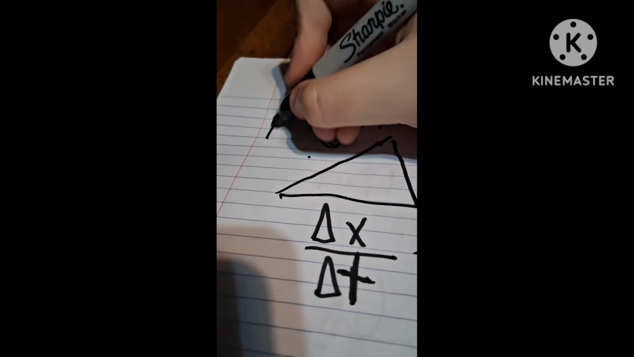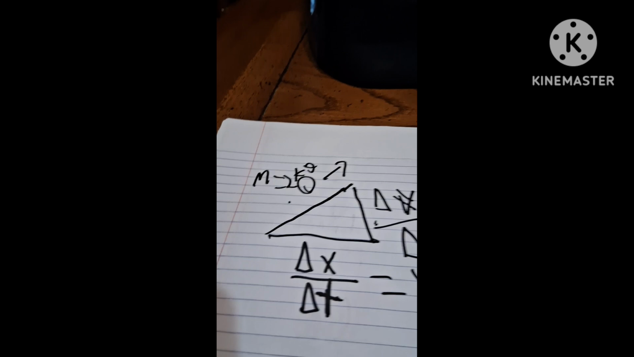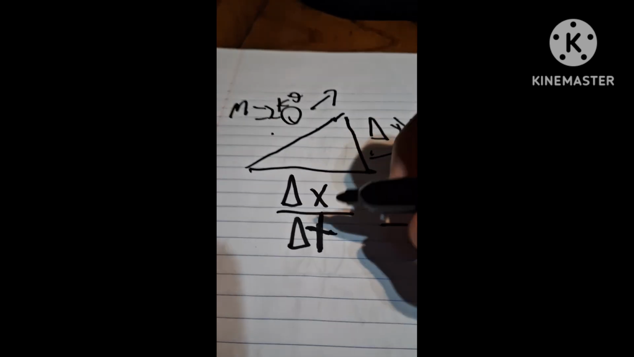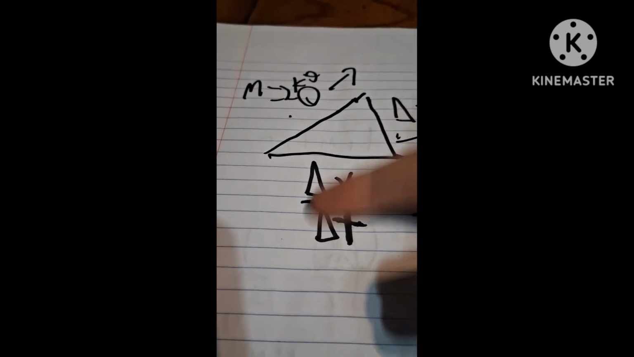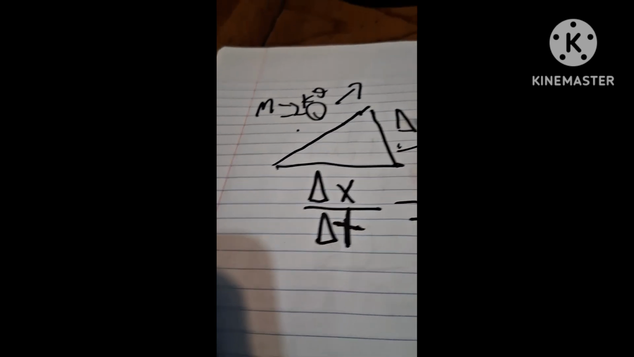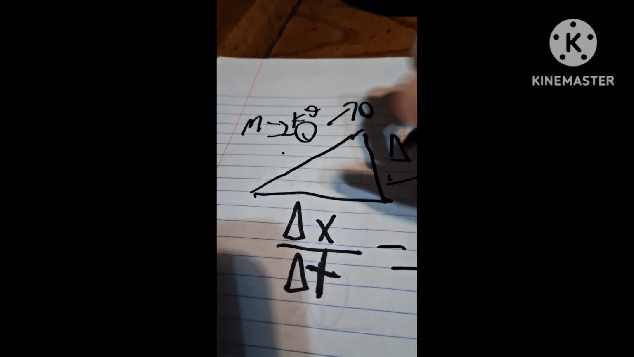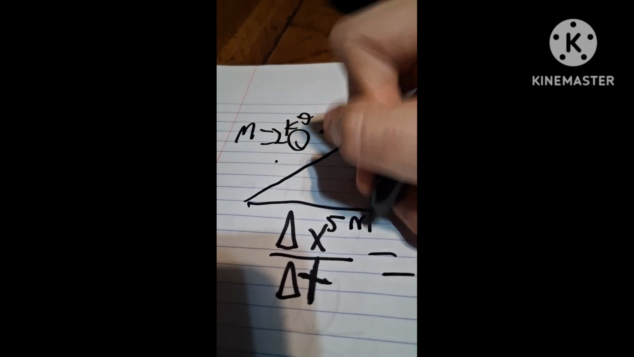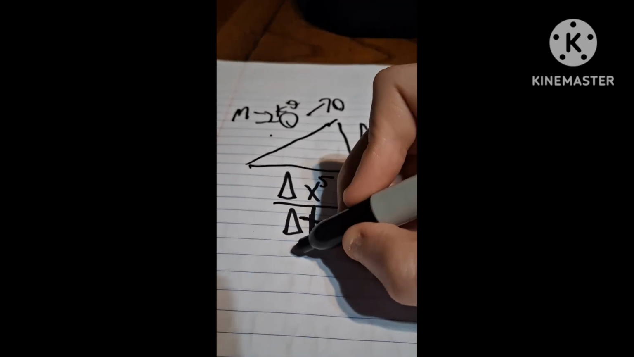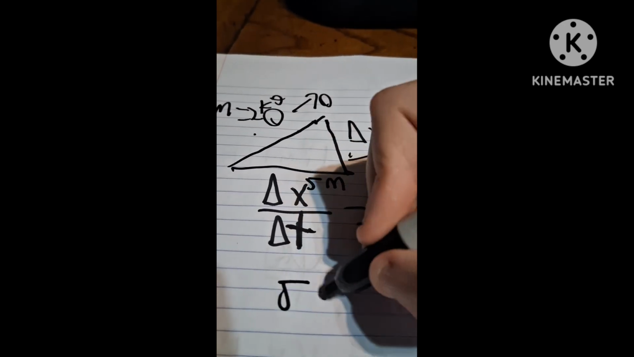Now its mass is equal to 2 kilograms. This is also including lots of momentum problems. Let's say that its change in x, right when it hits this object, this change in x part right here is 5 meters. And the change in time is 2 seconds.